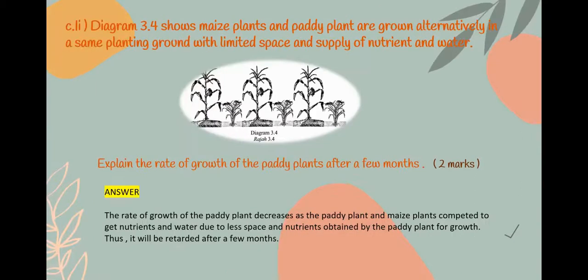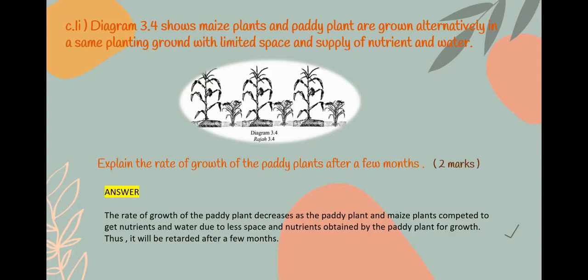For the last question, diagram 3.4 shows maize plants and paddy plants are grown alternatively in a same planting ground with limited space and supply of nutrient and water. Explain the rate of growth of the paddy plants after a few months.